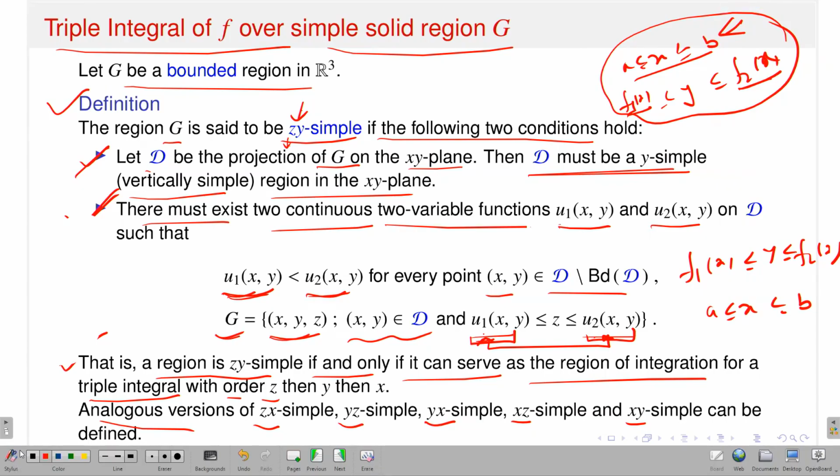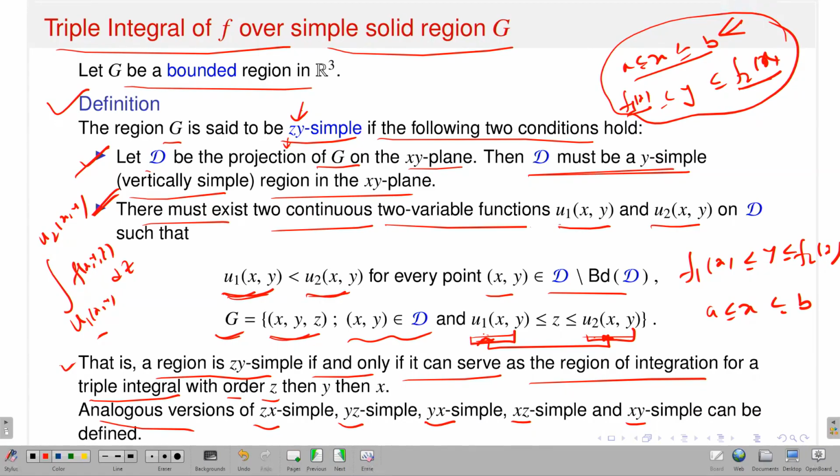Now since I am in a zy simple domain, it tells you which order you have to perform the integration, because in this zy simple domain, z varies from u1(x,y) to u2(x,y). So that means you first have to perform the z integral. That means you have an integration from u1(x,y) to u2(x,y) of the function f(x,y,z), and you have to perform the dz integral first. If I perform the dz integral, it will give you some function of x,y, right? Once I finish the integration with respect to z, I come down to the xy plane.